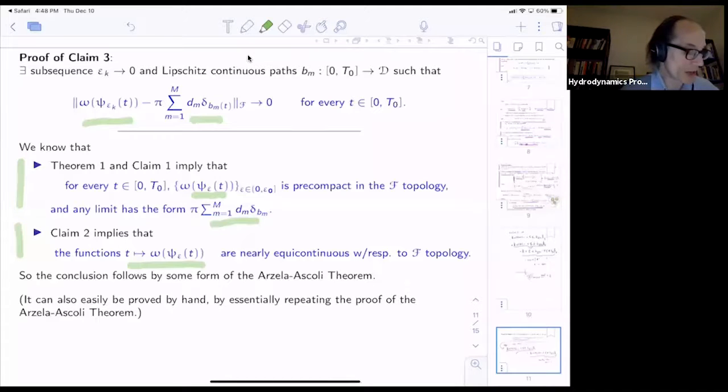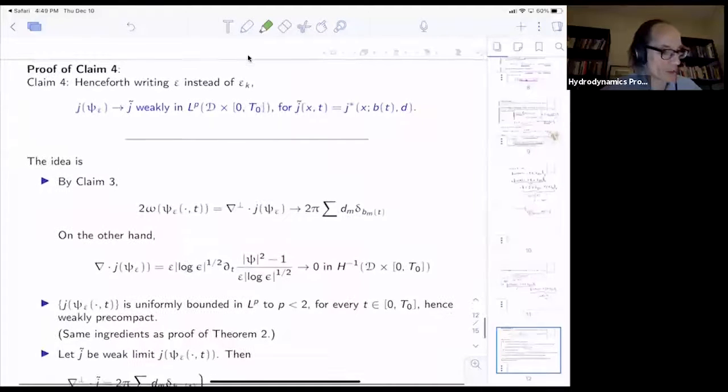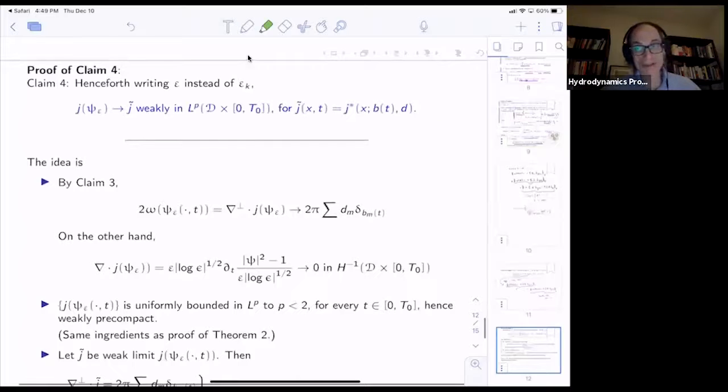Okay, so at this point we have said we can pass limits at least on some time interval and get some limiting vortex paths, and they're Lipschitz continuous. What do we do next? So the next claim is that not only do we have limiting vortex paths, but the currents associated to psi epsilon have a weak limit, weak in say L^p.